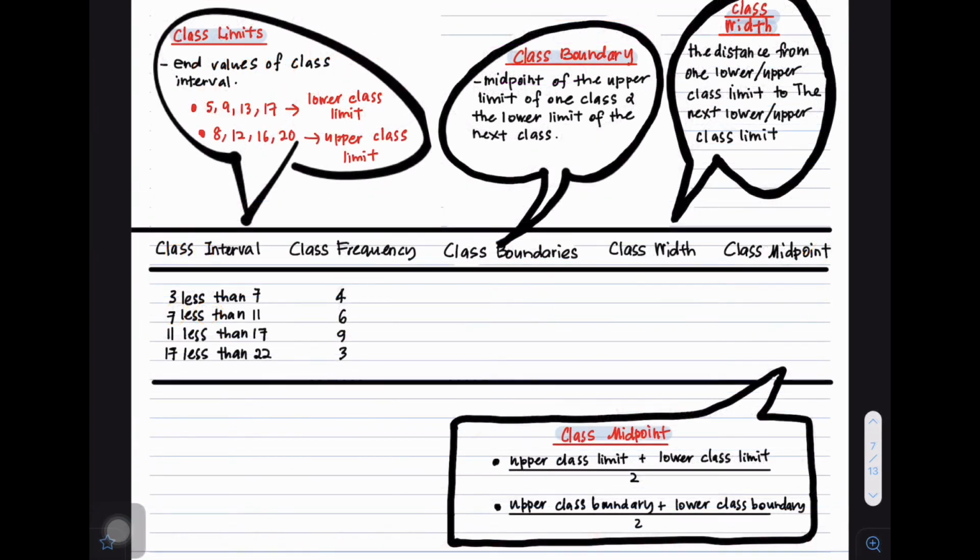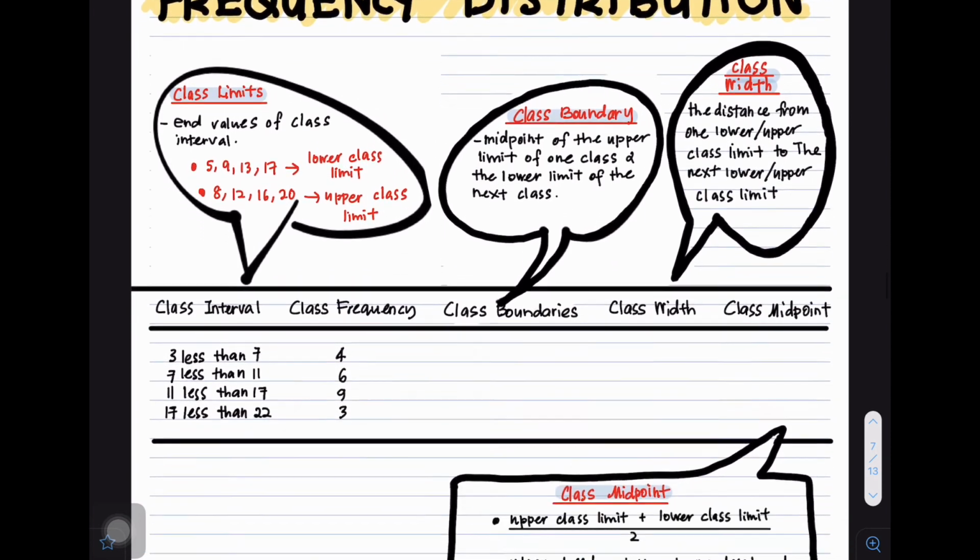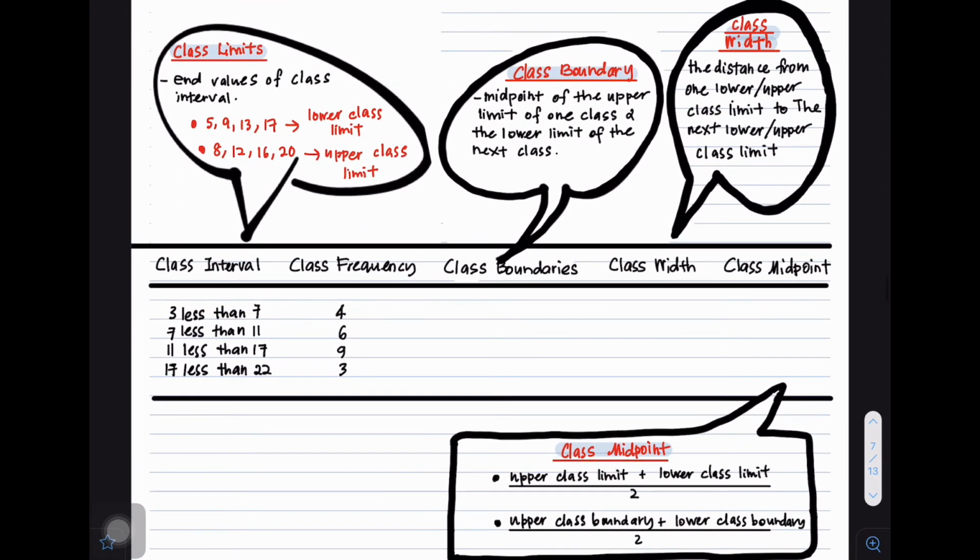Alright? Okay class, so this is the frequency distribution. Just now we saw one example of frequency distribution on how to find the class boundaries, class width, and also the class midpoint. How about if we have the interval of the class like this, 3 less than 7? Okay, 3 less than 7.